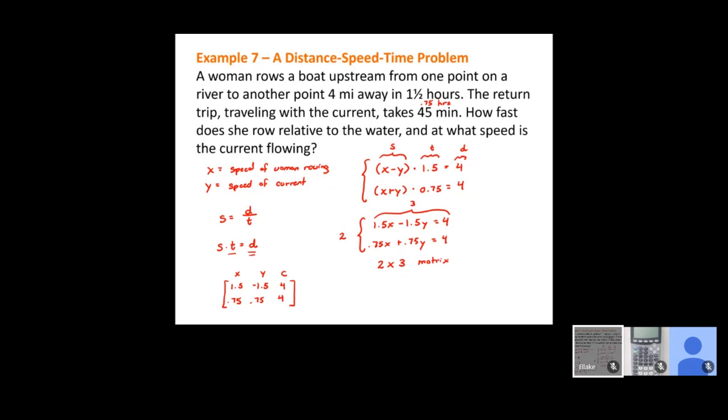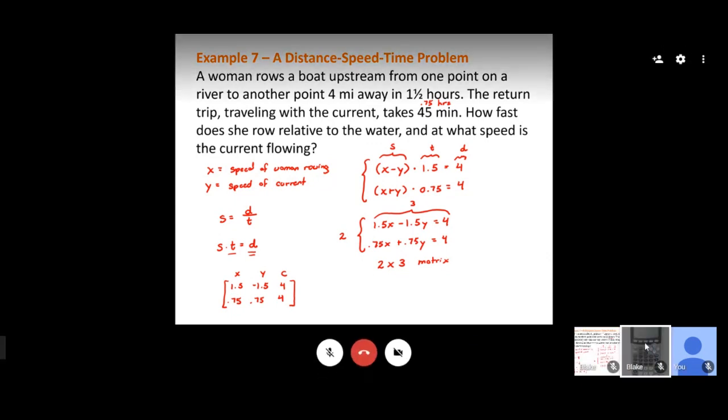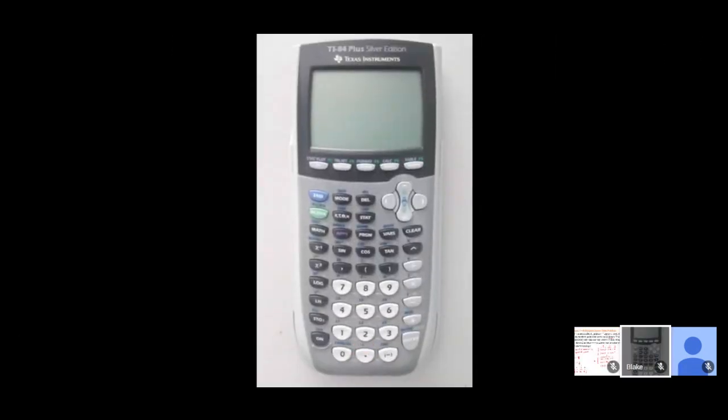All right, so the next thing I'm going to do now is I'm actually going to enter that matrix into my calculator. Let me switch my screen here so we can look at that together. All right, so I'm using a TI-84 Plus. If you've got a TI-83, it's still very similar. Your buttons might be in different locations.